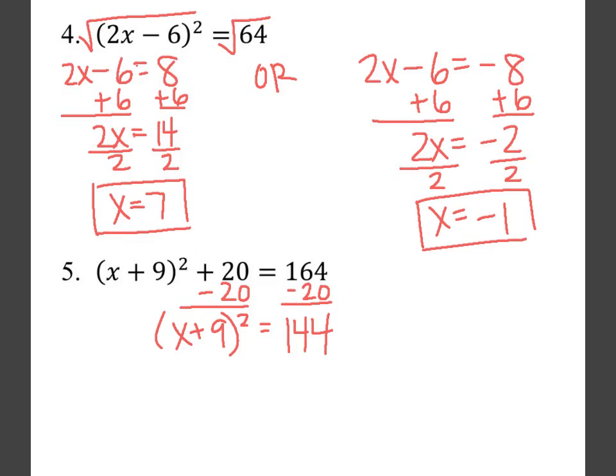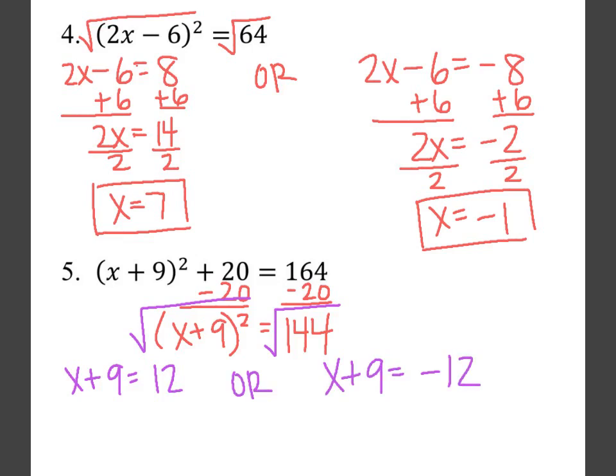Now, since my exponent is by itself, I can take the square root of each side to finish this problem. So I'd find that x plus 9 equals 12, or x plus 9 equals negative 12. Solve each equation, and I find that x equals 3, or that x equals negative 21.